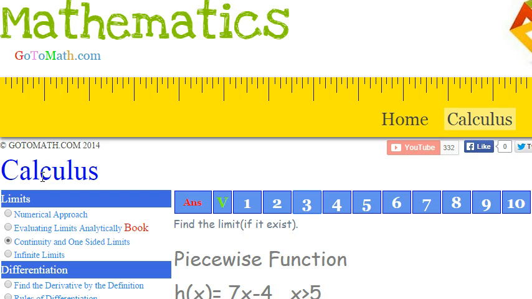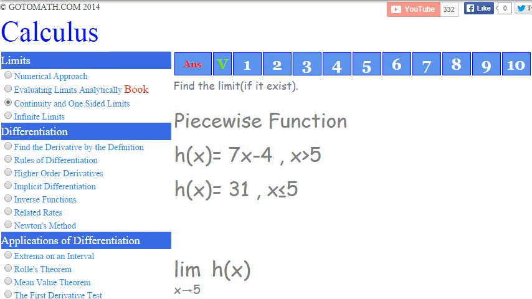We are working some calculus problems. We're under continuity and one-sided limits, and this is the section we're in. And don't forget where you're at, or where you should be. We have a piecewise function, and we're wanting to find the limit as x approaches 5 of h of x.